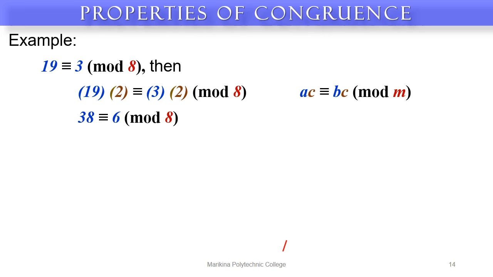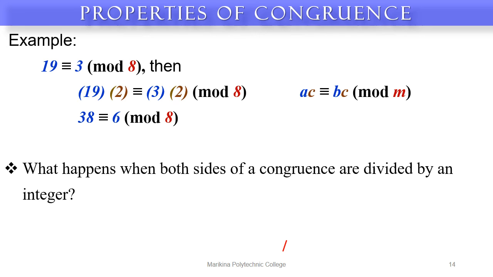These facts might be a little strange right now, but the idea is simple. If we have a true congruence and we add, subtract, or multiply the same thing to both sides, the result is still a true congruence.